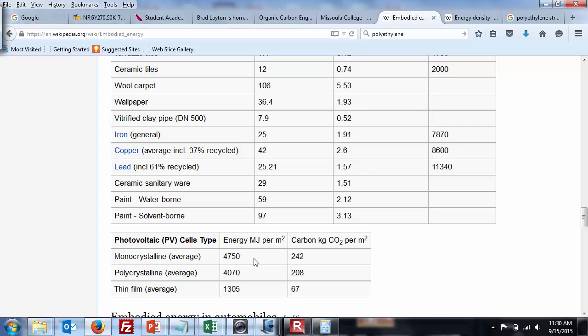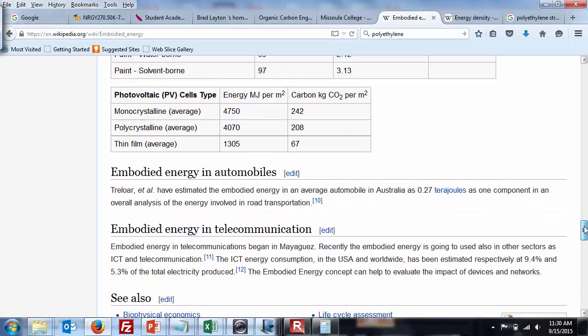I ran these numbers before on PV panels, crystals, and the numbers are not doing the thing justice. As it turns out, the embodied energy in PV cells is astronomically higher than a lot of these other materials, just because of the processing that goes into it. I mean, these things are being built sort of one atom at a time under tremendous heat. So let's just see if we can look a little bit more.